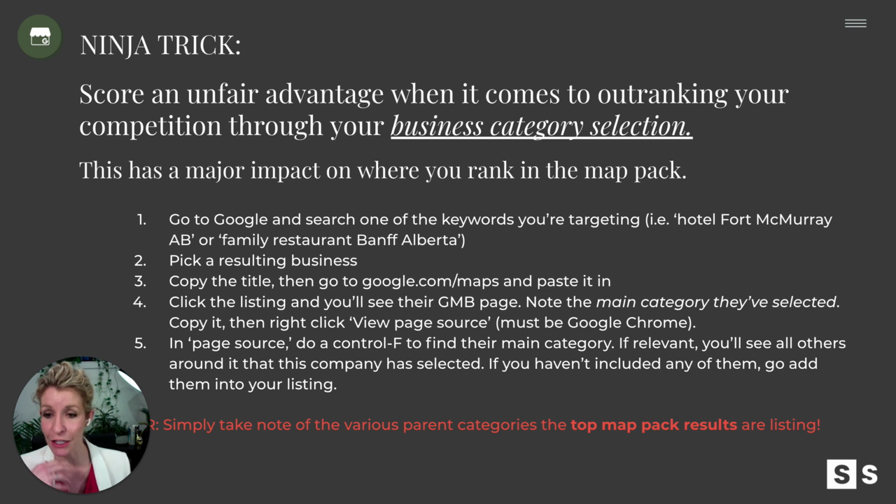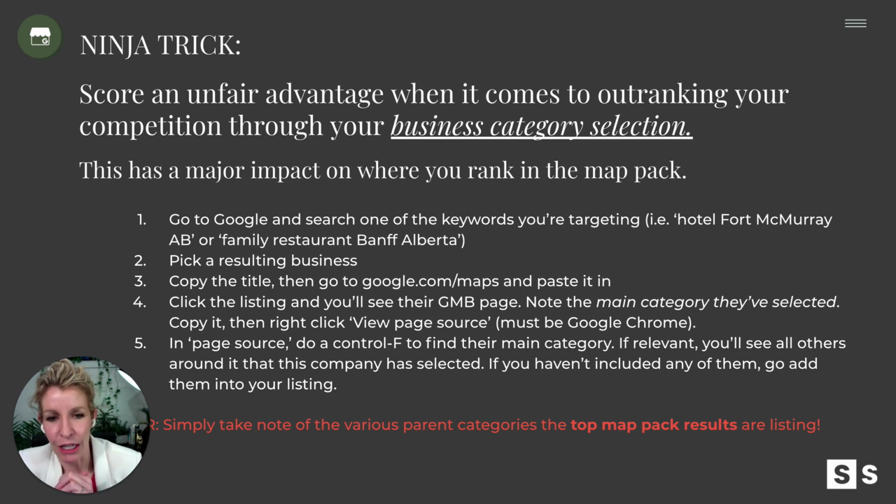Okay, a bit of a ninja trick here. So how do we score an unfair advantage when it comes to outranking our competition with that whole business category selection thing? Because it has such an impact on how we rank. And the map pack being the main map, and then the pack of businesses that are suggested within it. So we can go in and utilize some of those keywords that we're targeting, and then pick a resulting business.